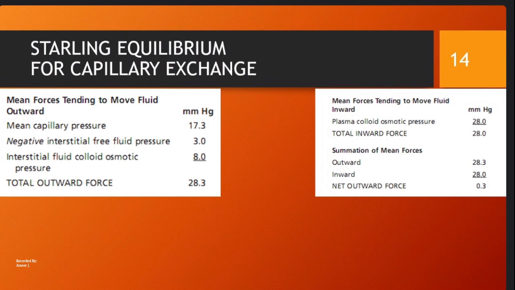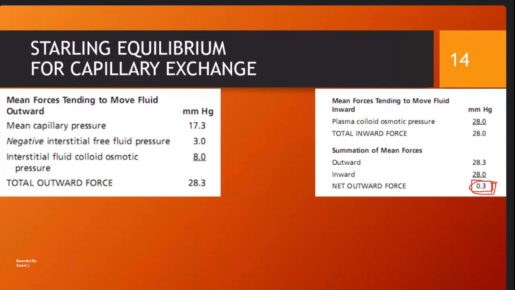But on the other hand, what are the mean forces that tend to move fluid inward? The only factor that absorbs water from the interstitium into the capillary bed is plasma osmotic pressure, 28. And as you see, the difference between the mean outward and inward forces is just about 0.3. It means that in a normal situation, we have a net movement of water from the capillary bed into the interstitial system. And this is a very, very small amount.